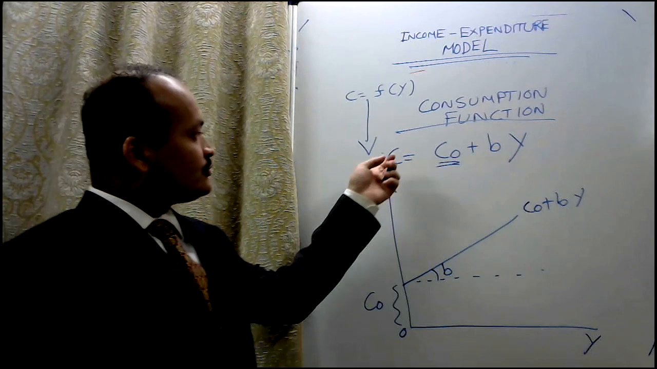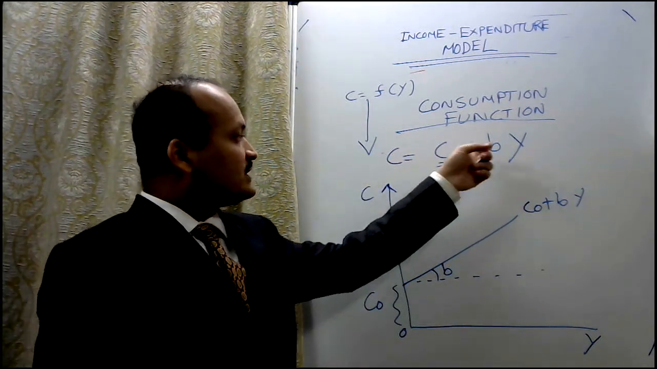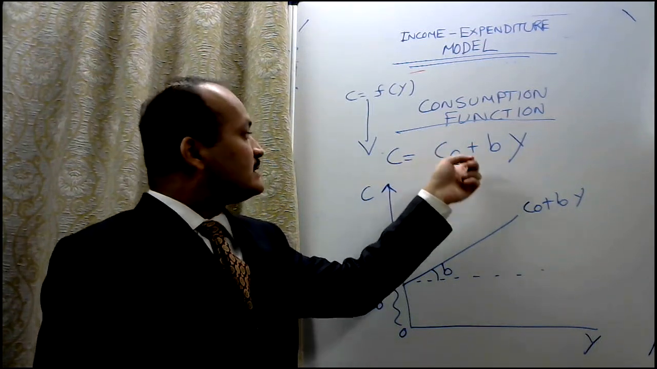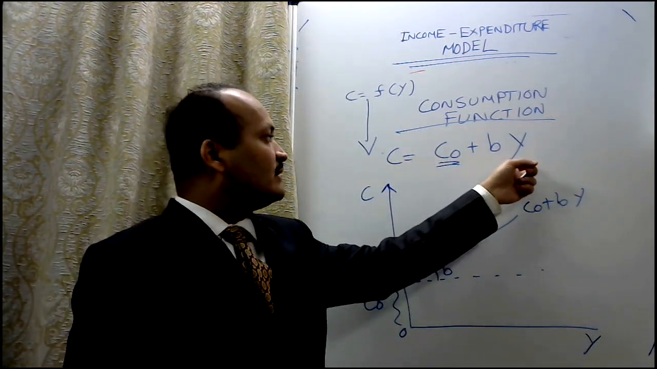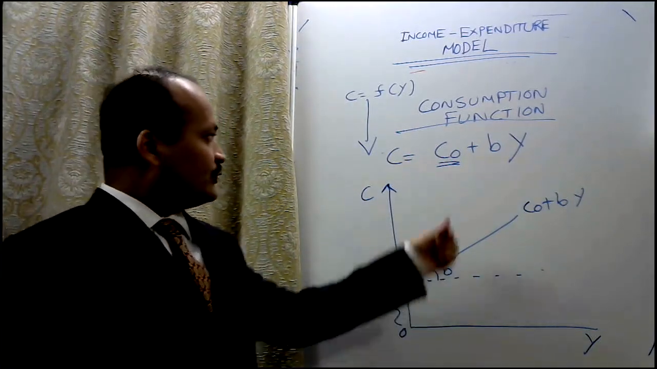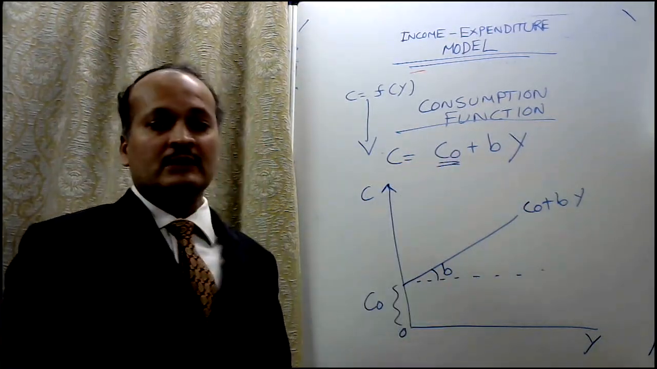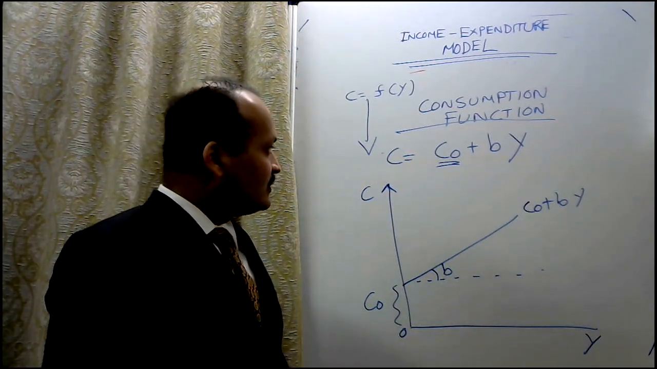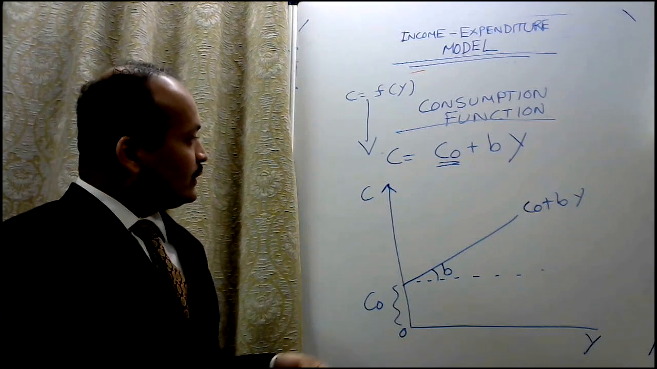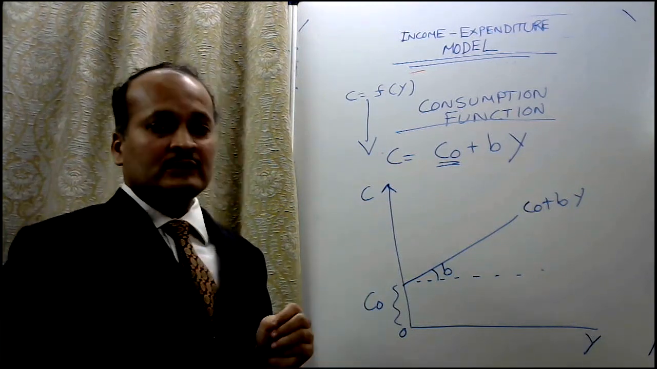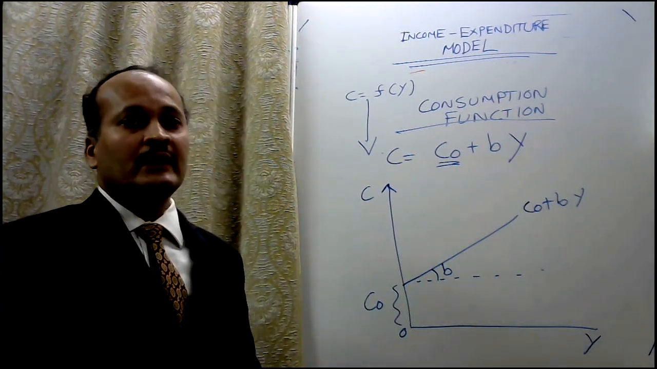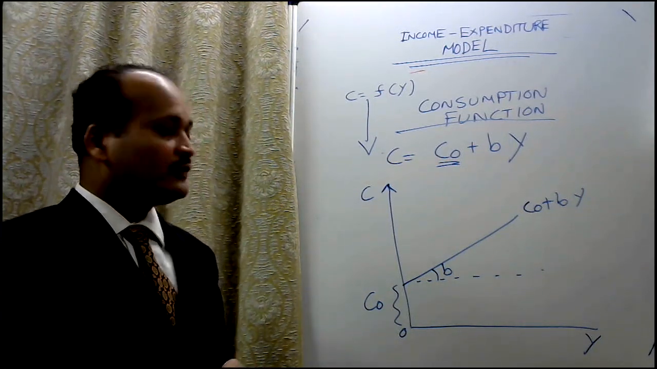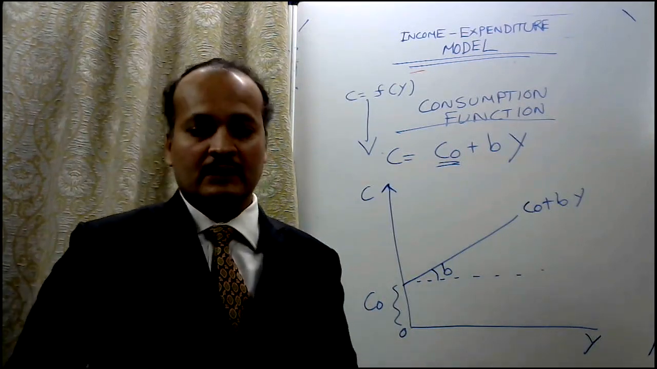So what it tells is that C0 is independent, you see there is no Y term attached to C0. C0 is independent of the level of income. So in that sense, C0 is called the autonomous consumption, autonomous in the sense independent of the level of income. So people undertake some consumption even when they don't earn an income. And how is it possible to support consumption when you are not having any income?